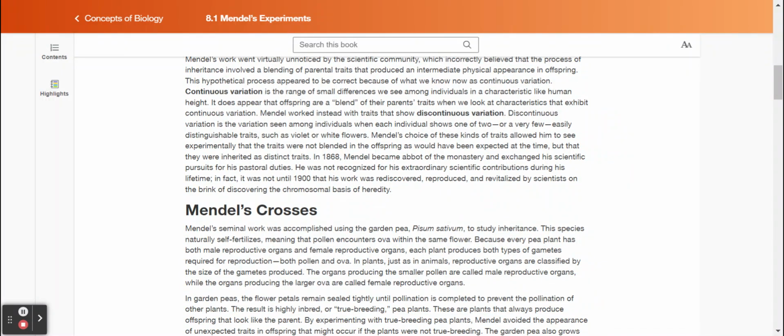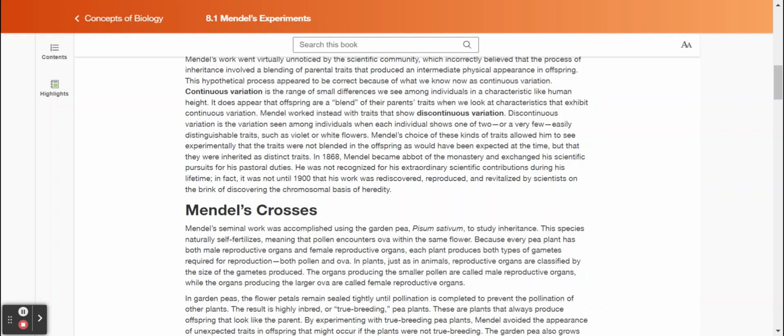Mendel's work went virtually unnoticed by the scientific community, which incorrectly believed that the process of inheritance involved a blending of parental traits that produced an intermediate physical appearance in offspring. This hypothetical process appeared to be correct because of what we now know as continuous variation. Continuous variation is the range of small differences we see among individuals in a characteristic like human height. It does appear that offspring are a blend of their parents' traits when we look at characteristics that exhibit continuous variation.